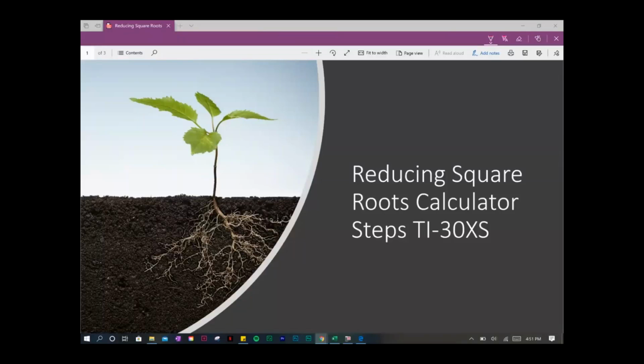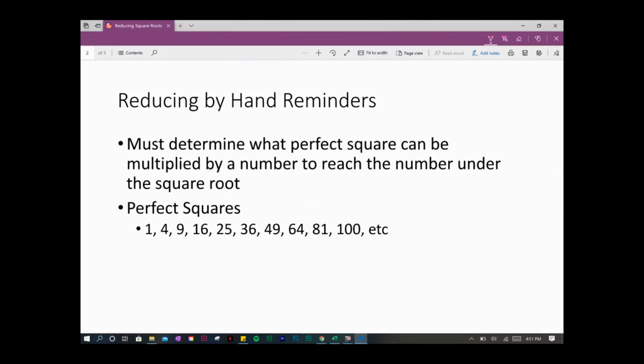We're going to go over how to reduce square roots on the TI-30XS calculator. To start, we're just going to do some reminders about if you're trying to reduce by hand instead of using the calculator. Remember that you have to determine what perfect square you can multiply by a number in order to reach that number that's under the square root.